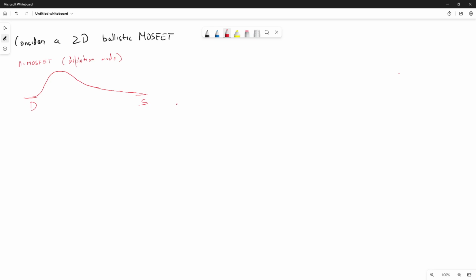This comes from a conceptual level. This is not due to the physics or anything. This is the kind of energy distribution I theoretically want. So this is what the band diagram will look like.